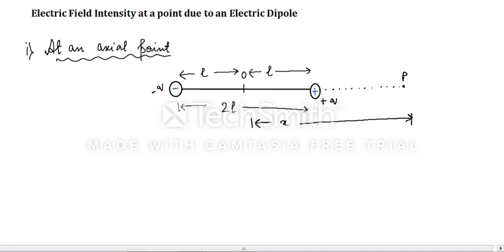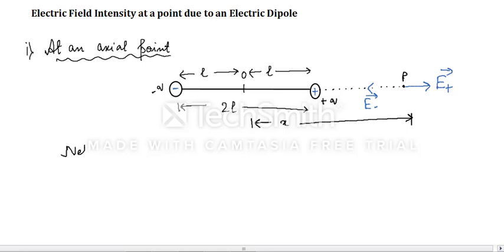the two charges will produce their own electric field. We can say that the positive charge will produce an electric field outward, as we know that positive charges always produce electric field outward. So this is the electric field by the positive charge E plus, and in this direction there will be the electric field due to the negative charge E minus. So the vector addition of these two will give the net electric field at point P.